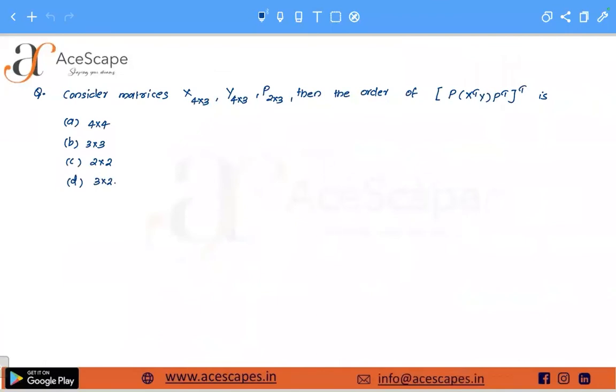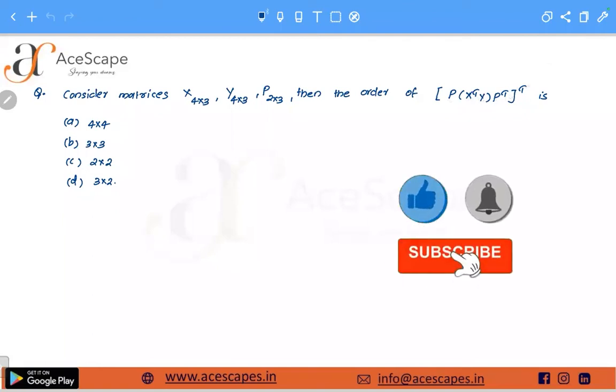So I'm giving you a question. Just try it out by yourself. Given matrices X, Y, and P of sizes 4 by 3, 4 by 3, and 2 by 3, find out what is the order, or the size, of the matrix P into X transpose into Y into P transpose, the whole transpose. Okay, let's try it out.